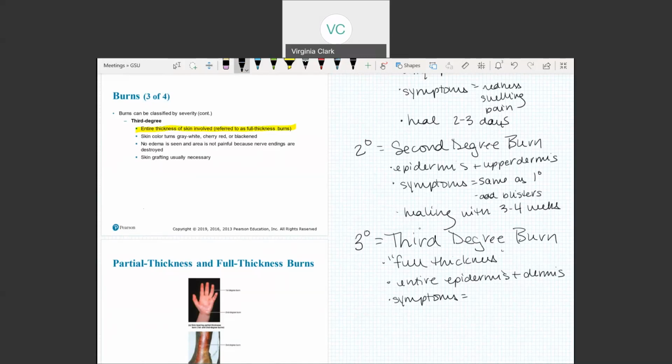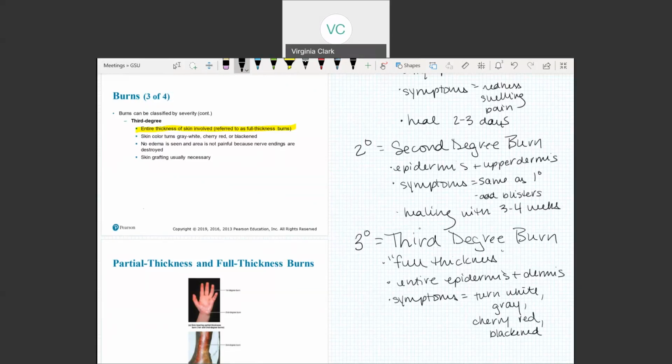What will happen with this one is the skin will turn white, or it could turn gray. It could turn cherry red, which is beyond where you're almost down to, not blood vessels, but you're almost down to seeing the actual muscle itself, or blackened, like legit actually burned. So that's the color of the skin that you will actually see.